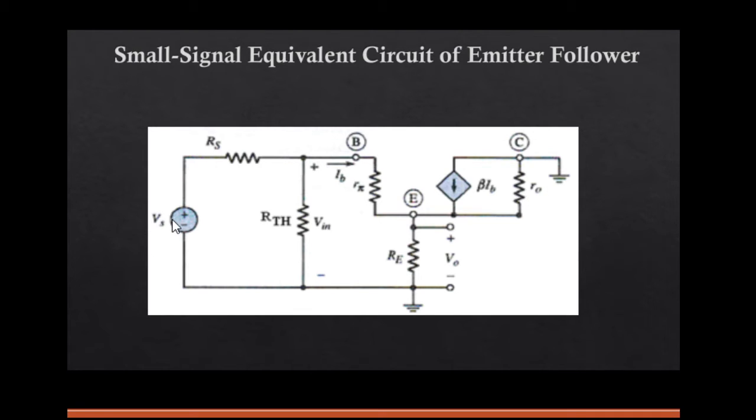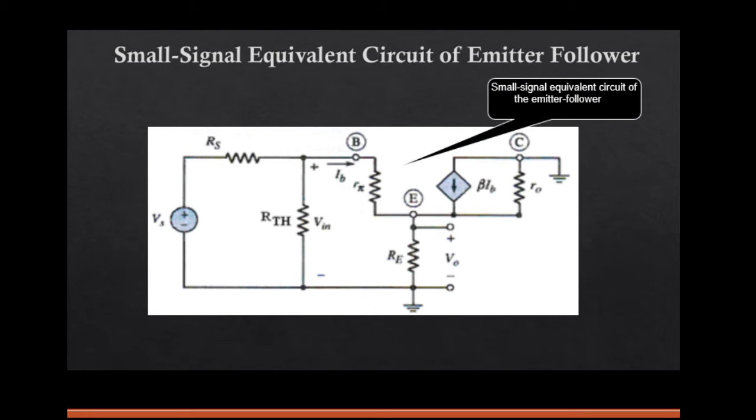You have this Vs, Rs, the Cc coupling capacitor alone is short circuited, and RTH is nothing but R1 parallel R2, and Vin is the input voltage across this RTH. So you could see the small signal equivalent circuit of the emitter follower, which is shown here, and the output is taken at the emitter terminal.